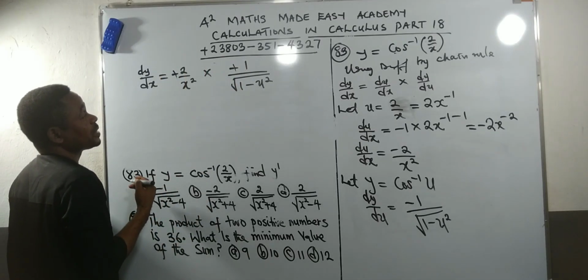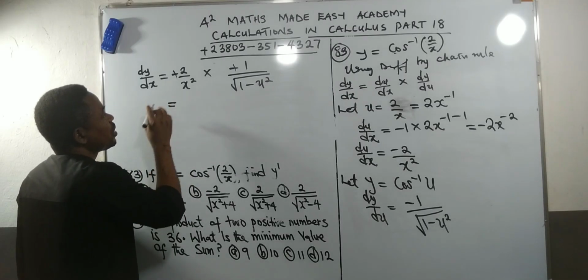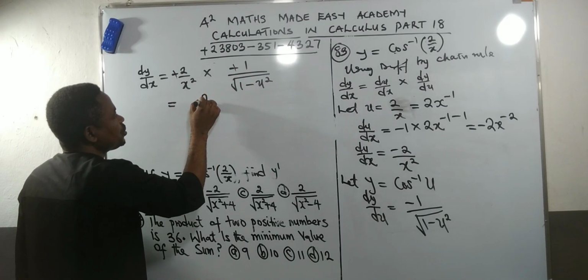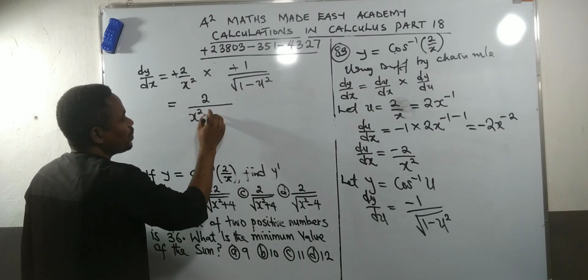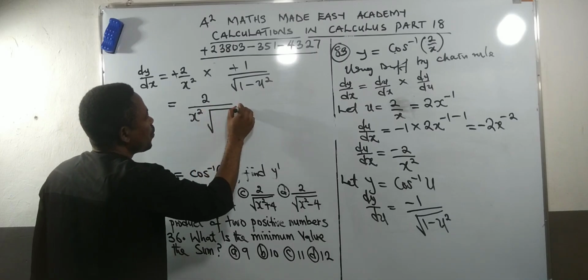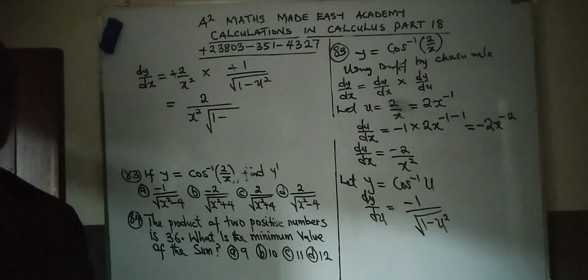Oh my goodness. That is why I say let us not be in a hurry to conclude. Now this becomes this. Watch. 2 times 1 will give me 2, then all over x squared. Then this is multiplied by this. This is square root of 1 minus u. What is u?